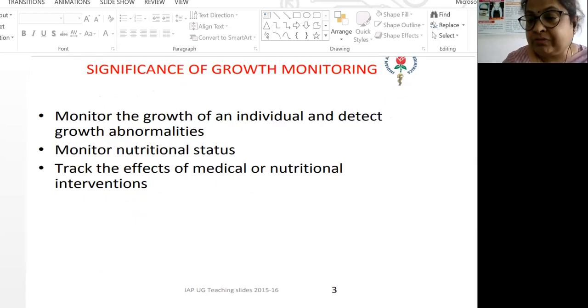What is the significance of growth monitoring? Why do we have to do all this? Monitoring the growth of an individual and detecting growth abnormalities as soon as possible. Monitor nutritional status also, so you can give the dietary advice at the appropriate time, before too much damage is done. Track the effects of medical and nutritional interventions.